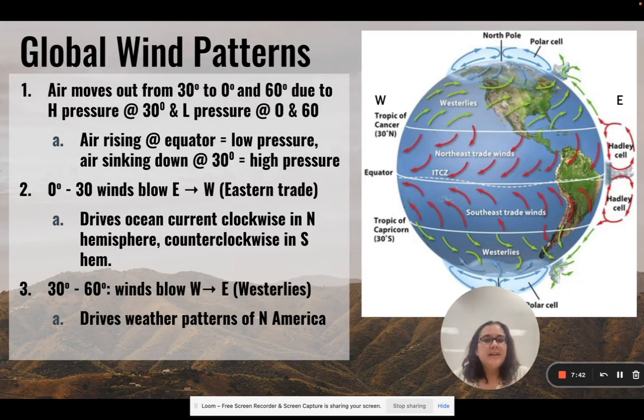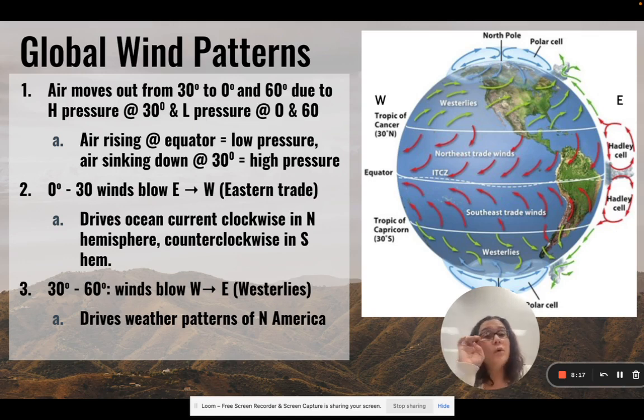So when you look at the fact that the Coriolis effect is going to impact our global wind patterns, we have to think about this on this level. So if you look, we've got air moving out from 30 to 0 degrees and 60 degrees due to high pressure, right? And it's rising at the equator. It's sinking down at those 30-degree latitudes. From 0 to 30, again, the winds are blowing from east to west. We call those the eastern trade winds, okay? And you can see them all over the place. They're moving east to west, okay?